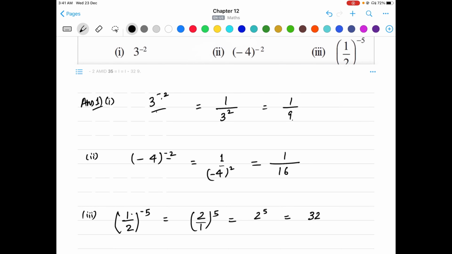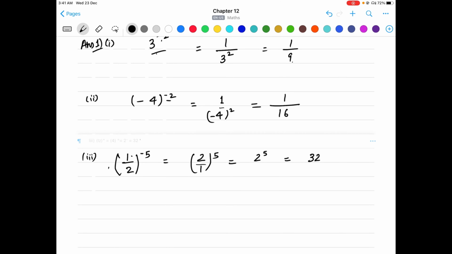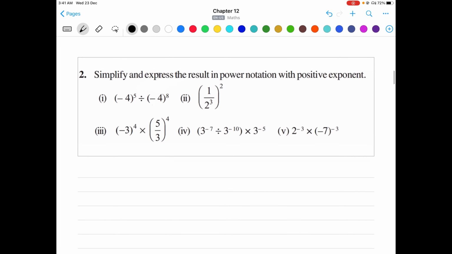I hope you've understood. Simply, you can change this negative power when you shift the number to the denominator; the negative power will become positive. Similarly, if we have it in fractional form, just reverse the number, that means reciprocate the number, and the negative power will change to positive. Also the positive power will change to negative, and the negative will change to positive, if you reciprocate the number.